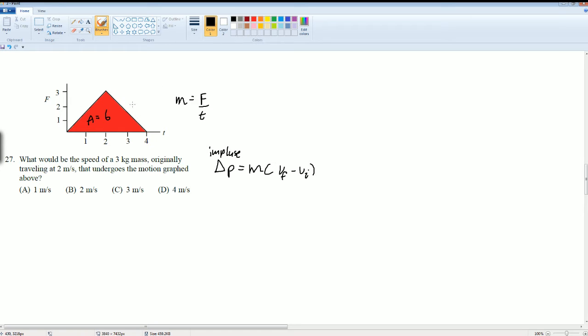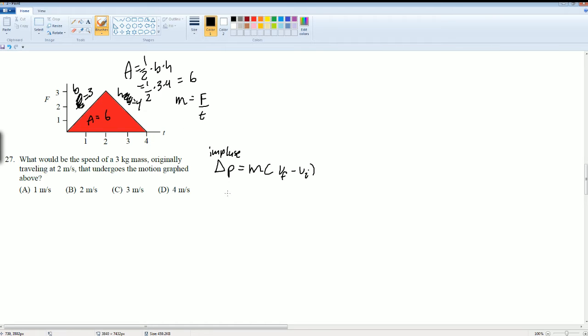How do I do 1/2 base times height here? Look, the length is 3 and the width is 4. So the area of a triangle is 1/2 times base times height. It's 1/2 times 3 times 4, which is equal to what? 6. That's how I get the area of 6.